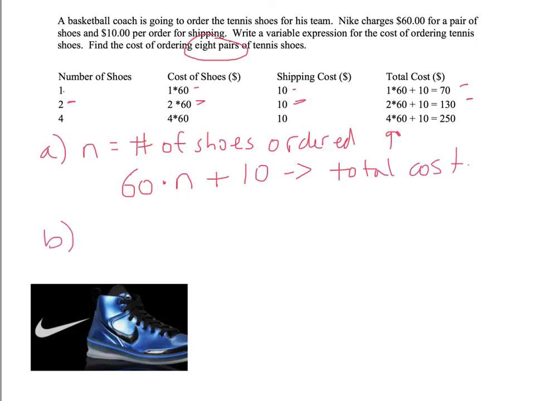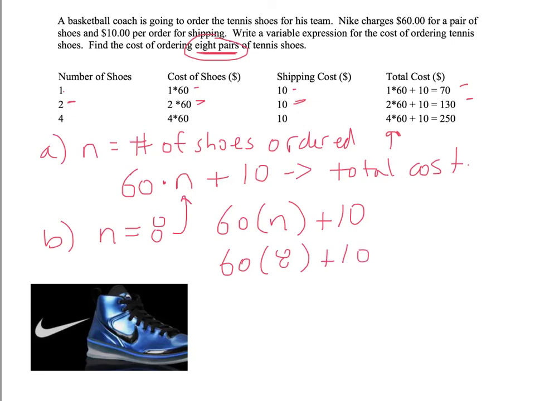Now part B, or the second part of this question, says, what would it cost for 8 pairs of shoes? So here n is going to be equal to 8. So I'm going to substitute this number in for n and evaluate. So 60 times n plus 10, and then I'm going to simplify this. So let's do 60 times 8 plus 10, and 60 times 8 is 480 plus 10. Add those together and get 490. So the cost for this coach to order 8 pairs of shoes would be $490.